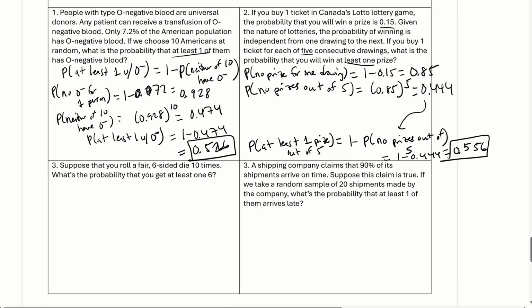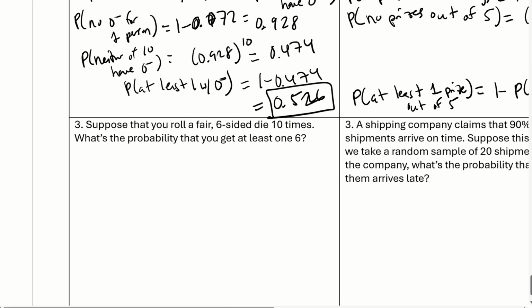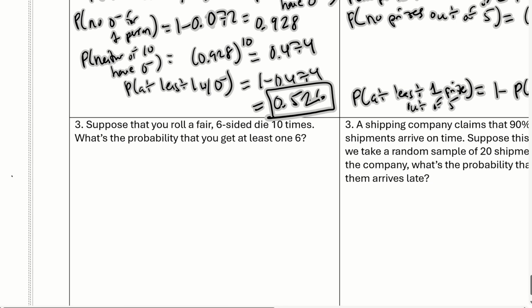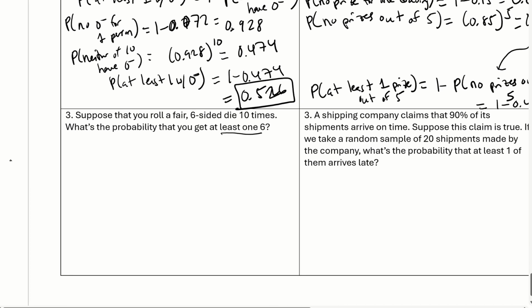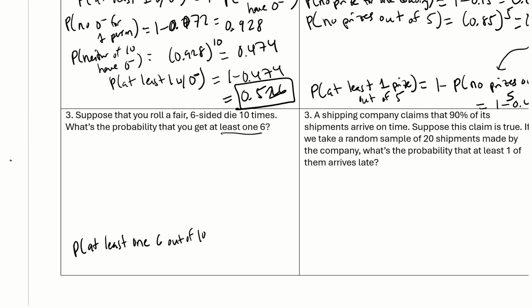All right, so number 3, suppose that you roll a fair 6-sided die 10 times. What's the probability that you get at least 1 six? Okay, so the probability, let's go to the bottom. The probability of at least 1 six out of 10 times, right? Well, the opposite of that is probability of no 6s out of 10 times, right?